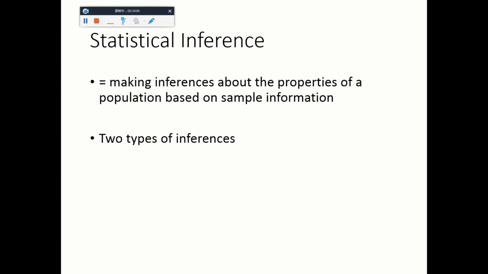In general, statisticians, and actually most scientists nowadays, would use two types of inferences, or draw two types of inferences about a population based on a sample. The first type is called point estimation, and the second type is called interval estimation. Okay, and we'll go through these two types of estimation one by one, right?